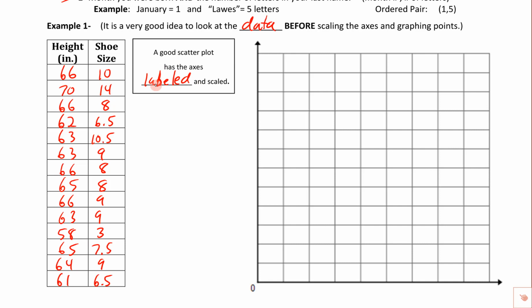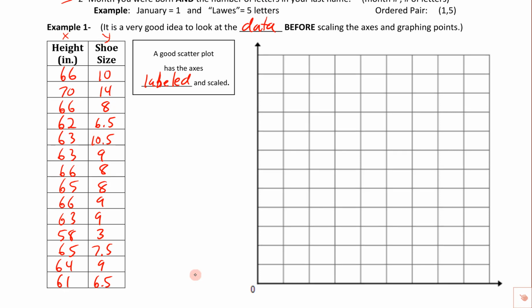So we want to take a look here. We've got, let's see, 70 is the biggest number we've got, and maybe 58 is the smallest number that we have. And notice that this comes first, so I'm going to think of this like the X, and we're going to think of this like the Y. So I'm going to label the horizontal axis as height. I'm just going to write height right here. And that means the vertical axis is going to be shoe size. So shoe size right here.